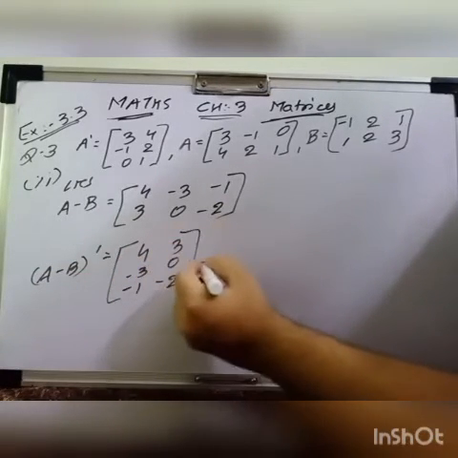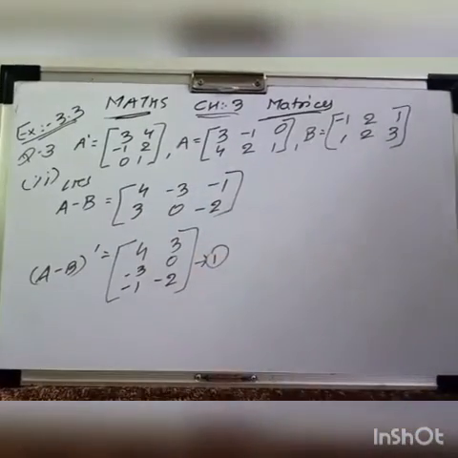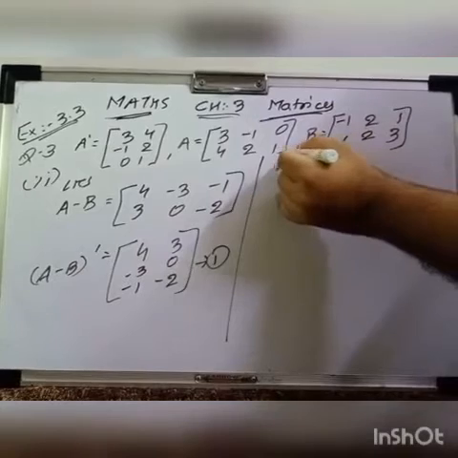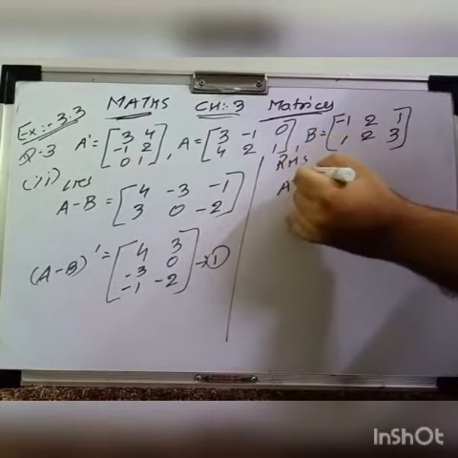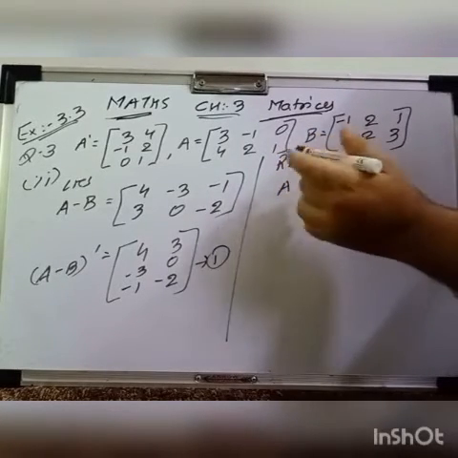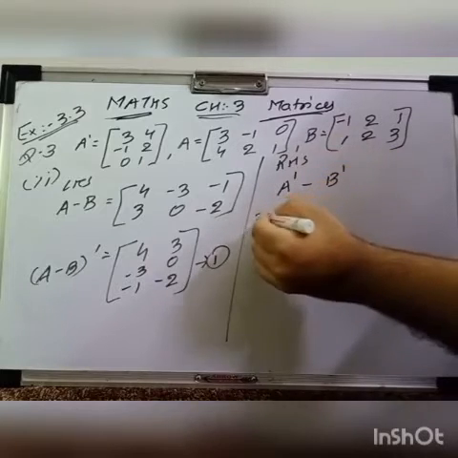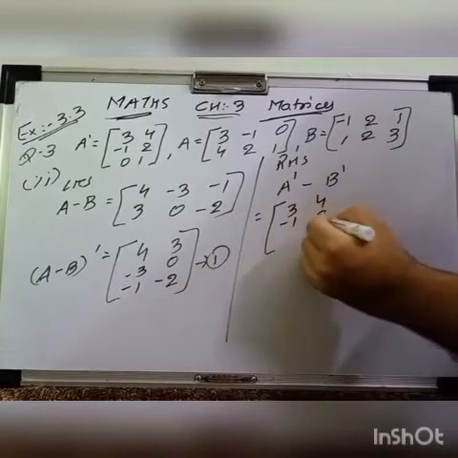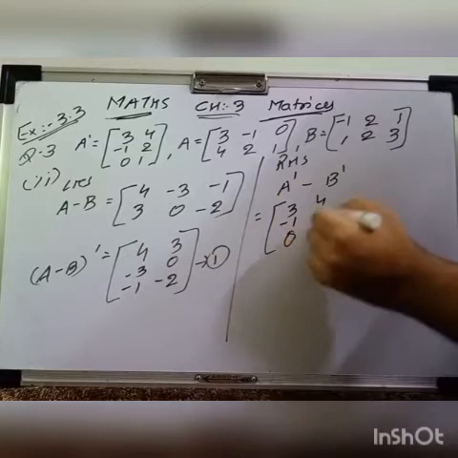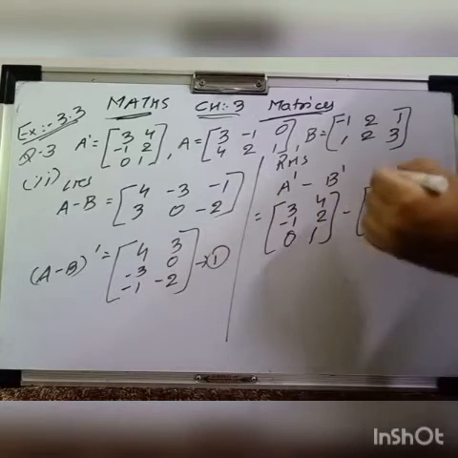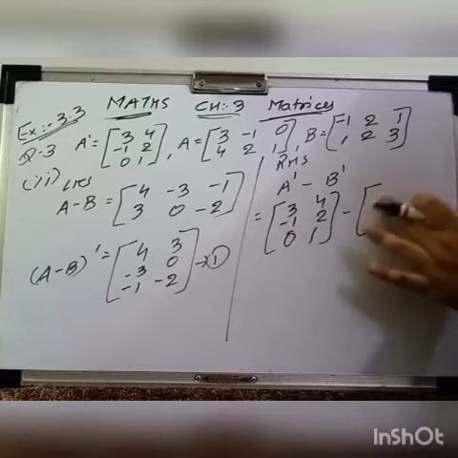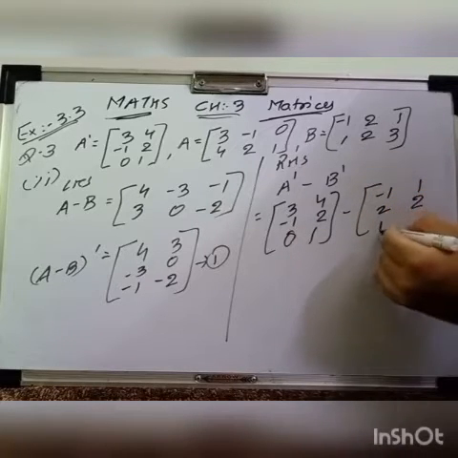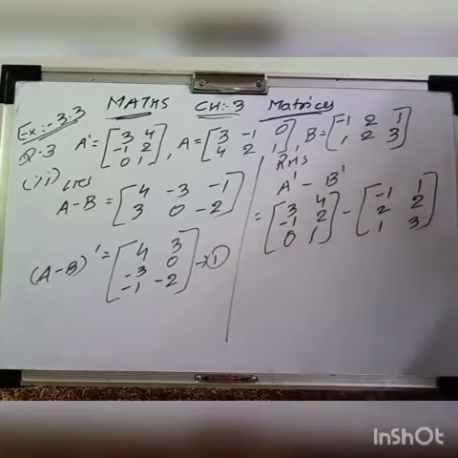minus 2. Give this as 1. We'll compare the result of this with the right hand side, where we are asked to find A transpose minus B transpose. I will note down my A transpose, which is 3 4 minus 1 2 0 1, whereas my B transpose is 3 minus 1 1 2 2 1 3, right?